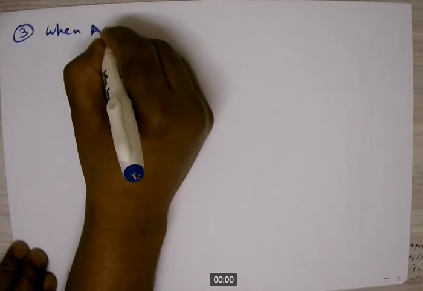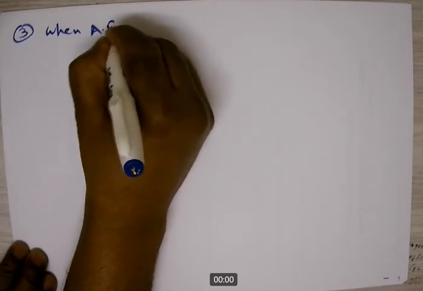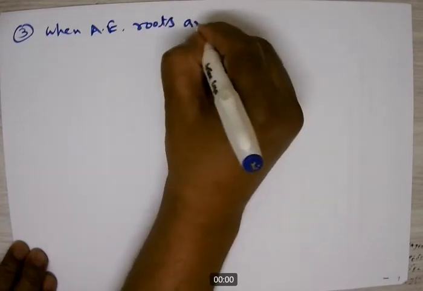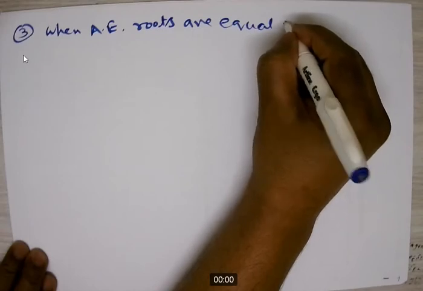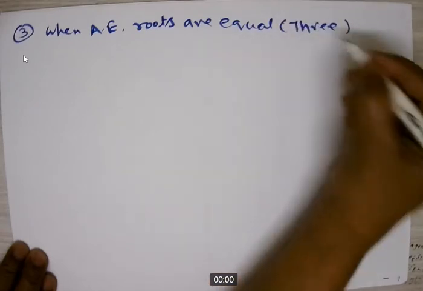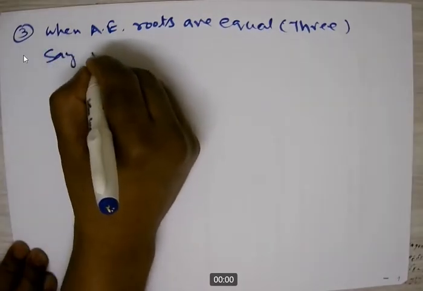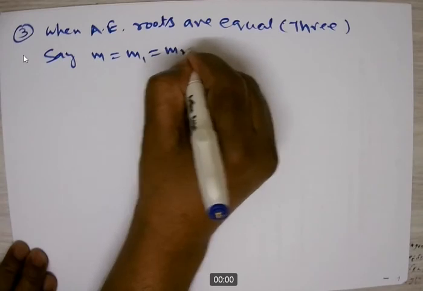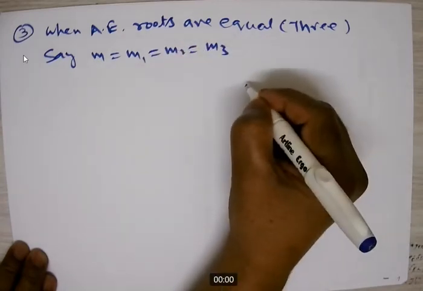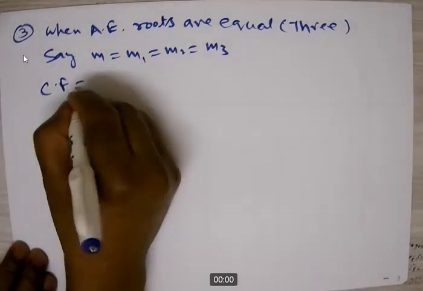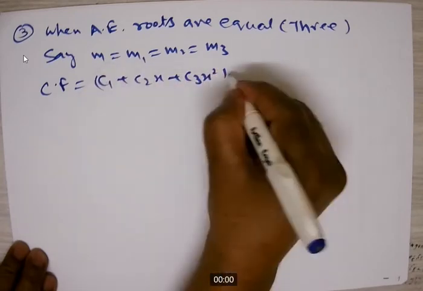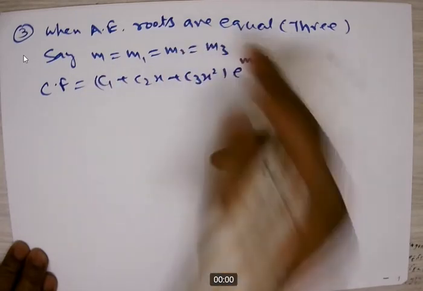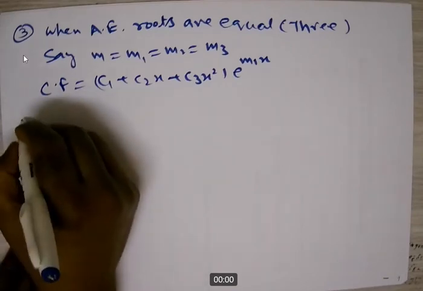Now I am going to explain rule number 3. When the auxiliary equation roots are equal, it means three roots are equal. Say three roots are equal means m equal to m1 equal to m2 equal to m3. Then what is the complementary function? Then the complementary function will be (c1 plus c2x plus c3x square) e power m1x, or m2x, or m3x, because all are equal. What is the example of that one?